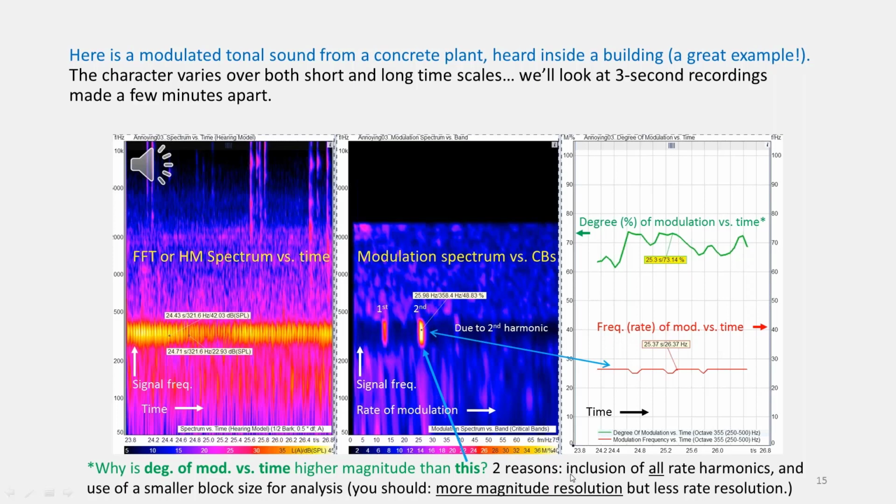Why, we might ask, do we see 40% here and we see 70% in the rate of modulation versus time? There are two reasons for that. Number one, all rate harmonics are included in the magnitude that gets calculated here. And number two, because you already know the rate from the spectral investigation of modulation, you can go to 1 or 2 block sizes smaller and get the full strength of the modulation, which you should do.